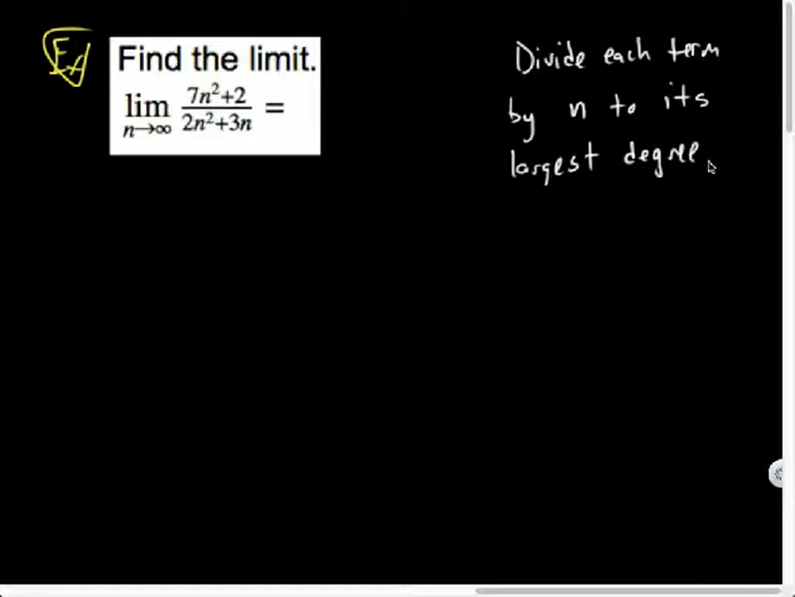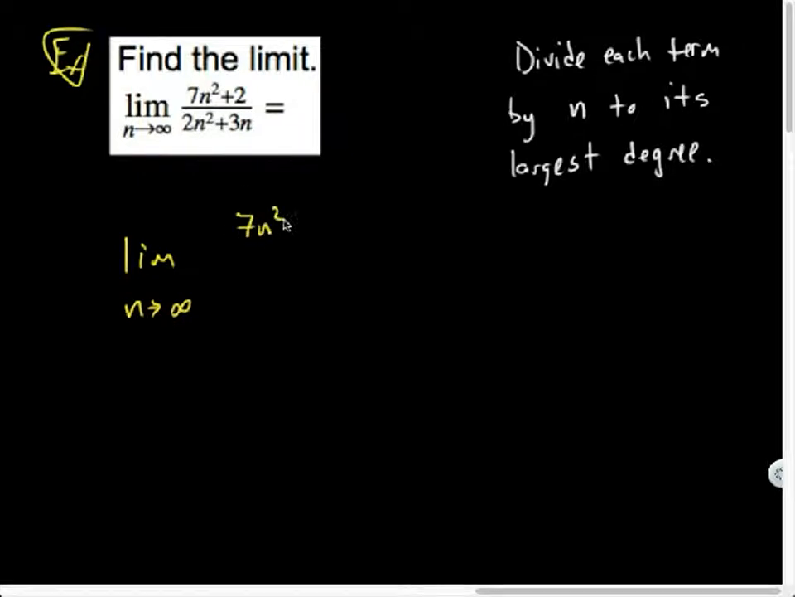Okay, so this is the general strategy here. Let's see, the limit. This is the same problem we had earlier. I'm expecting it to approach 7/2. n approaches infinity. Now, looking at all of the n's here, what is the largest degree of n present? n squared, right? So I'm going to divide each of these terms by n squared.